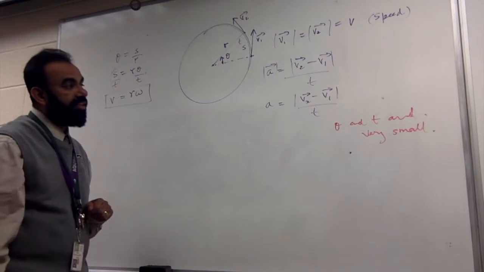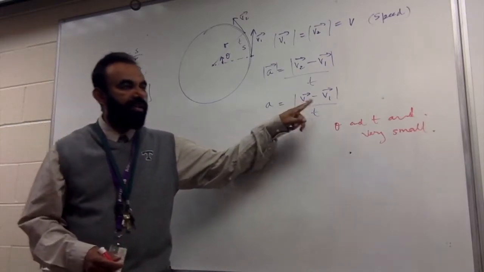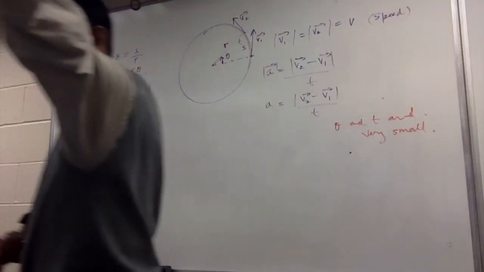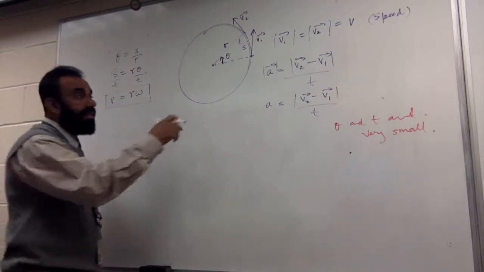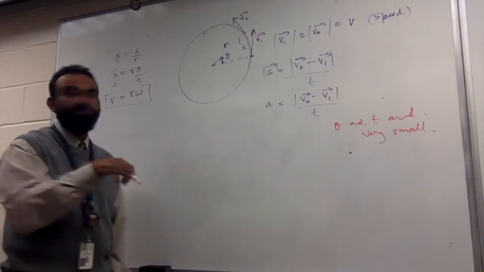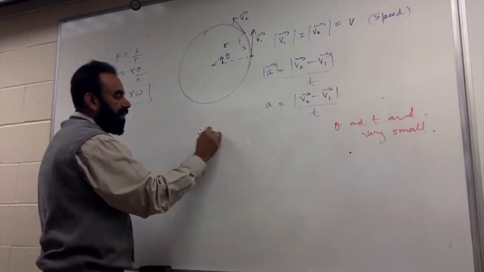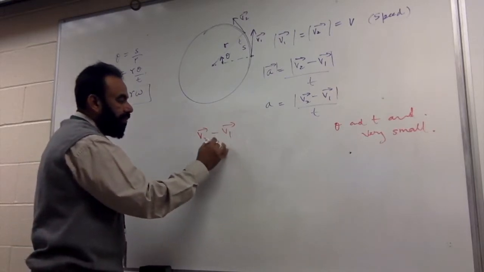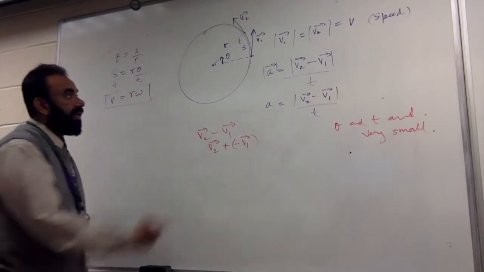Alright, so when theta and t are very small, how do you get the accelerations? How do you do v2 minus v1? How do you get v2 minus v1 vectorially? What you do is draw vector v1 first. You want to do v2 minus v1, so it is v2 plus negative v1. That's basically what we want to do. And how do you draw that?